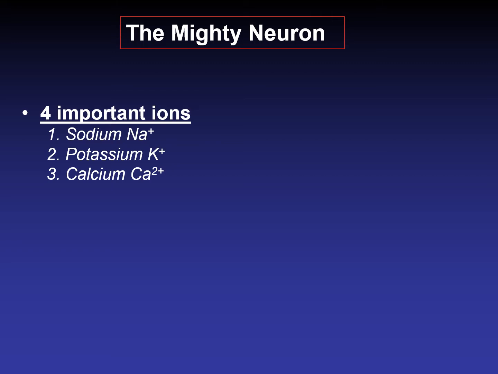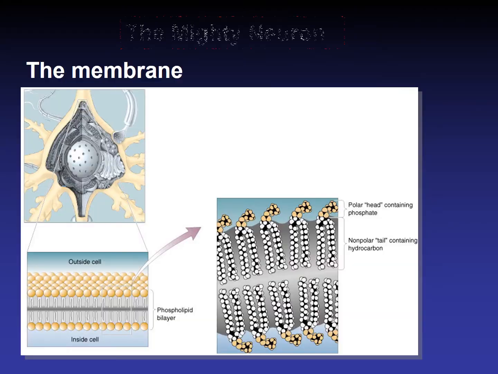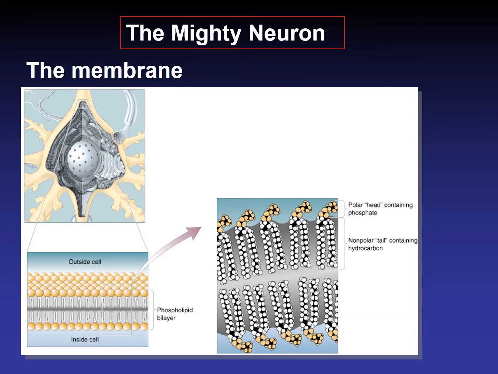And then the only negatively charged ion we'll discuss is chloride. So it actually has an extra electron, giving it a net negative charge. So where are these ions? Well, they're both inside and outside the cell. These ions are held inside or outside the cell by the cell membrane.